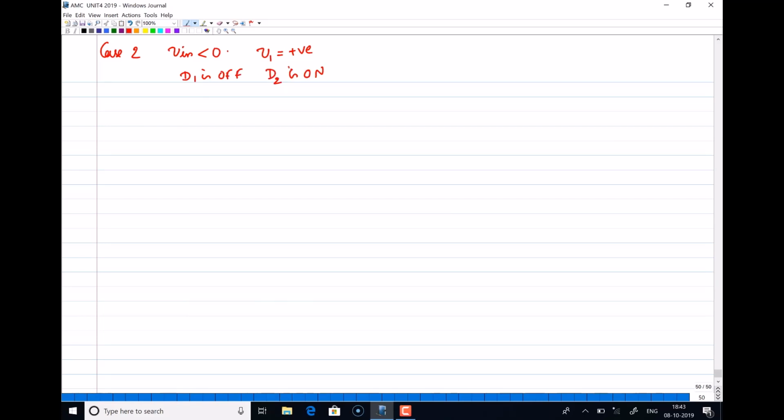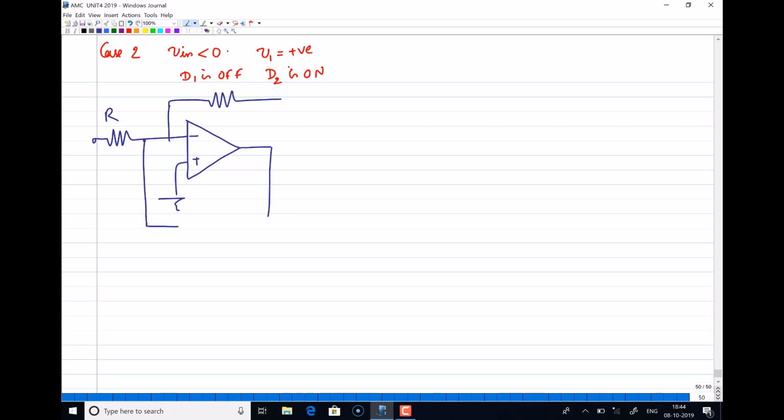So D1 is off and D2 is on. With that, if I draw the equivalent circuit, this is minus plus, plus is grounded. You have one resistance over here, R. Now feedback, you have another resistance. Now here this is the D1 position, but D1 is off, so that will remain open. But D2 is on, so that will make this connection. This will be the connection. So this is R. This will remain open.